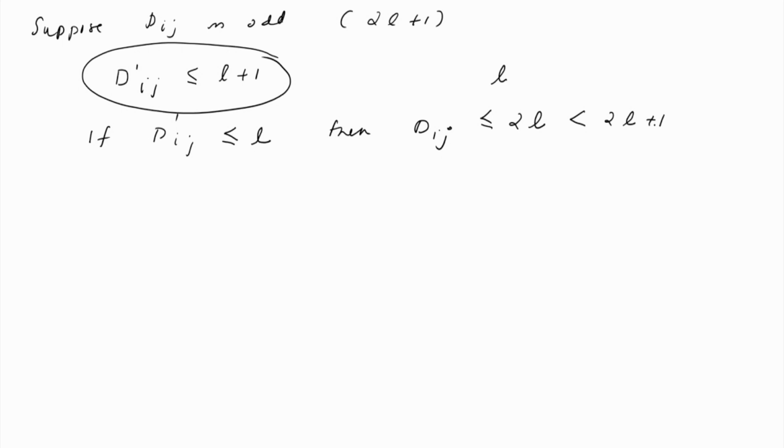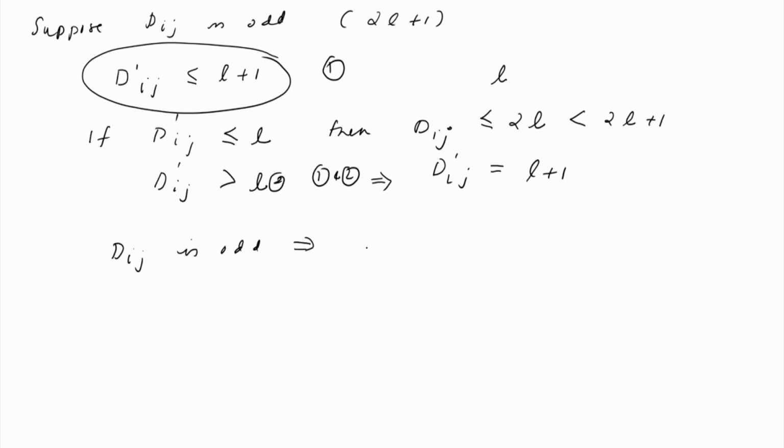But we assumed that the shortest path in G between i and j was of length 2l plus 1. Therefore, dij cannot be less than or equal to l. In other words, dij should be greater than l, and there is precisely one number. So, 1 and 2 would imply that d prime ij is equal to l plus 1. So, when dij is odd, the following relation holds. This would imply 2 times d prime ij minus 1 is equal to dij.